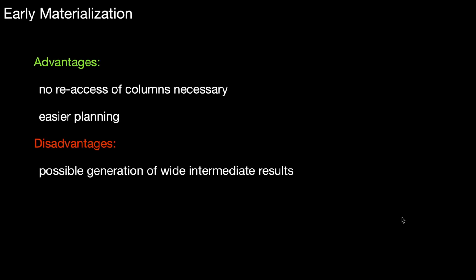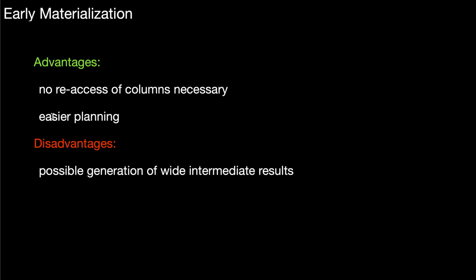So what are the pros and cons? Early materialization. The big advantage is you have no re-access of columns necessary. You've seen that if you read a column to evaluate a filter condition, and then later on you read the column again for materialization purposes, you access it twice or maybe even more times. So it's much easier to just read it once and keep it. Well, you read it anyway.